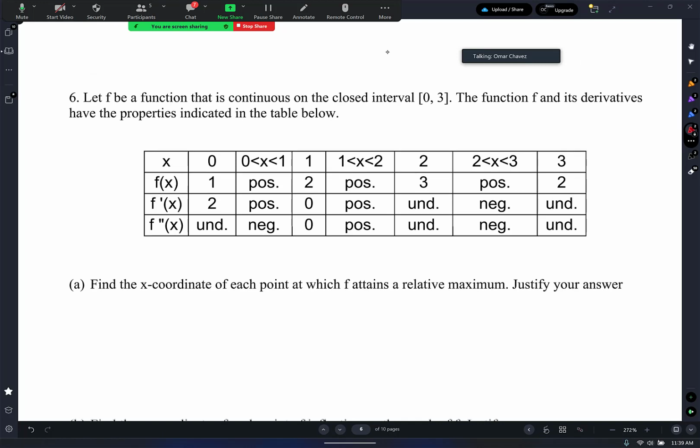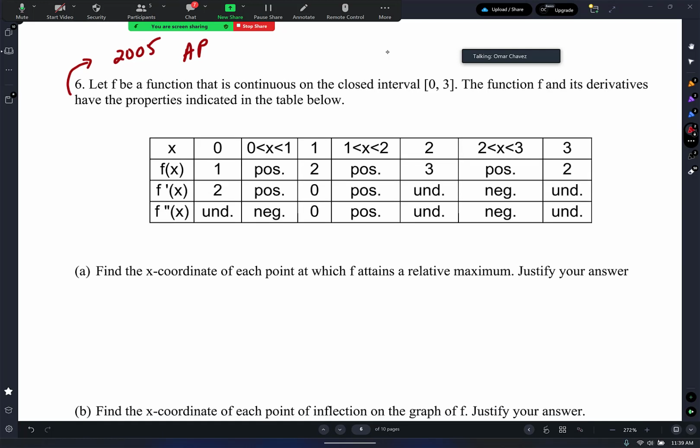All right. I remember we did a question similar to this one. I think it's from the 2005 AP exam, but these numbers are just made up. Let f be a function that is continuous on the closed interval 0 to 3. The function f and its derivative have the properties indicated in the table below. Find the x-coordinate of each point at which f attains a relative max. Justify your answer. A relative max on the open interval 0 to 3. So put that in your notes here: open interval 0 to 3.